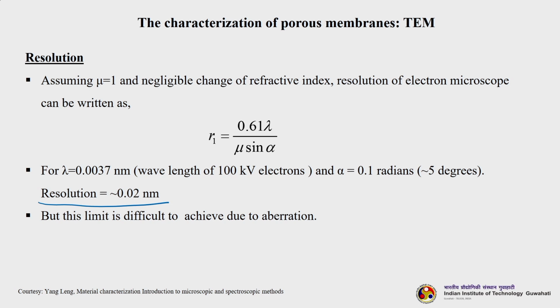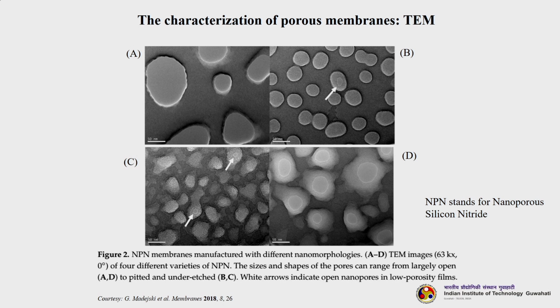So, this is the TEM image of a porous membrane. You can see there are 4 distinct images, which we call TEM micrographs. It is an NPN membrane. NPN stands for nanoporous silicon nitride, manufactured with different nanomorphologies.